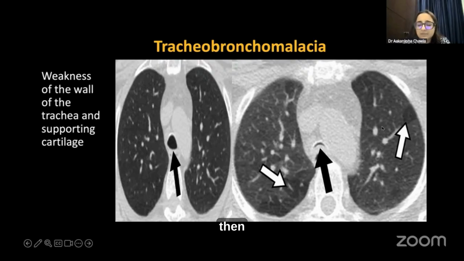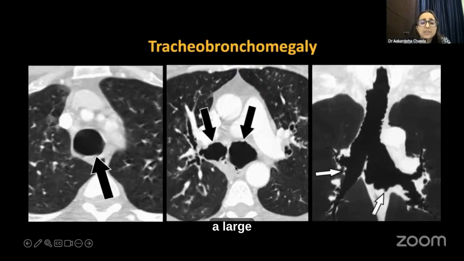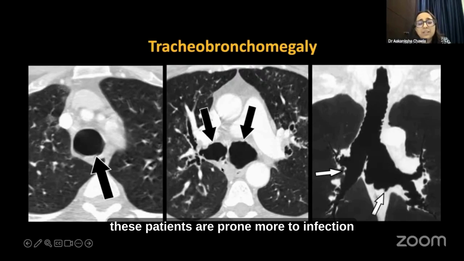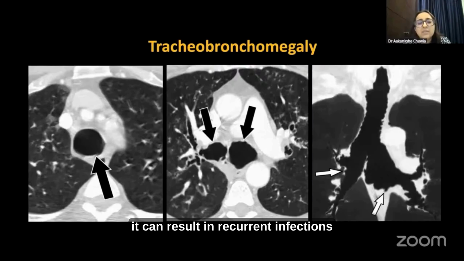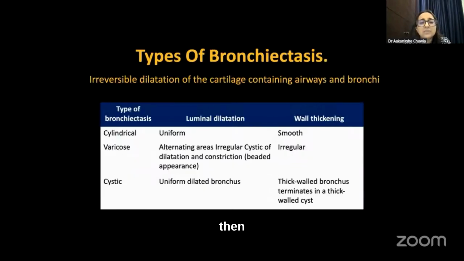That's how it appears. Then tracheobronchomegaly is another condition. You can see irregularly dilated, large, irregular walls of the trachea and of the right main bronchus. These patients are more prone to infection, and this can be an iatrogenic condition. It can result in recurrent infections because of too many secretions. So tracheobronchomegaly is another condition.